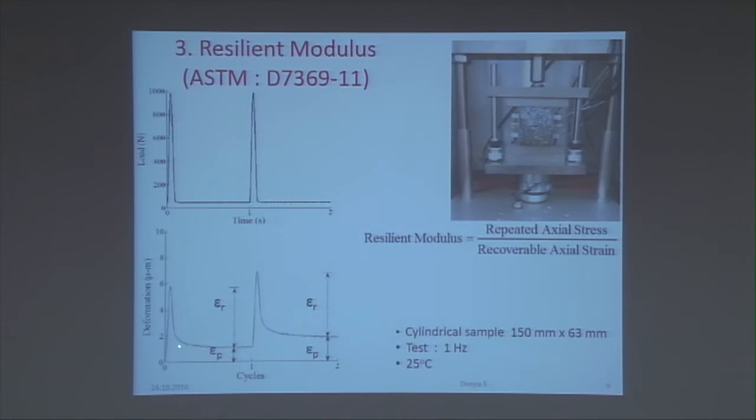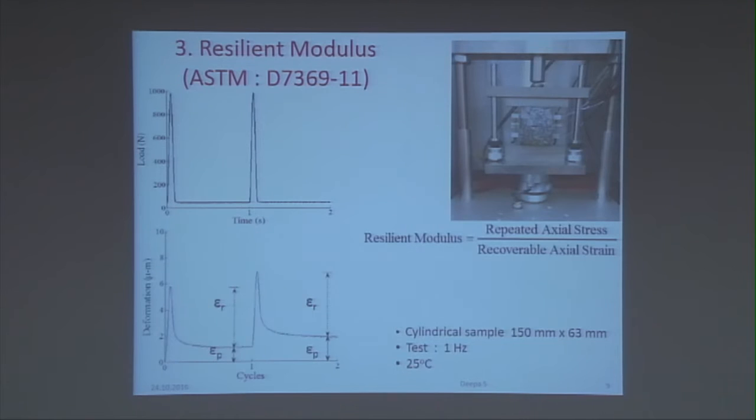We can see that during loading the strain increases, and during the rest period the accumulated strain in the material starts recovering. The recovery can be divided into two portions. One is the instantaneous recovery and one is the time dependent recovery, which goes till the end of the cycle. So, at the end of the cycle we have epsilon r, which is the recoverable strain, and epsilon p, which is the plastic strain, or we call it a permanent strain.